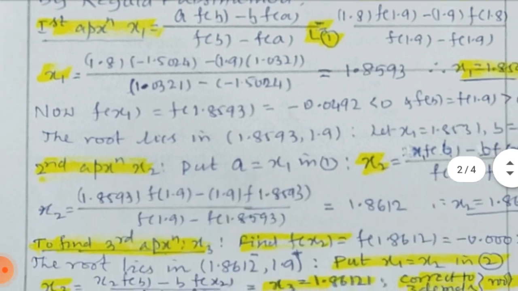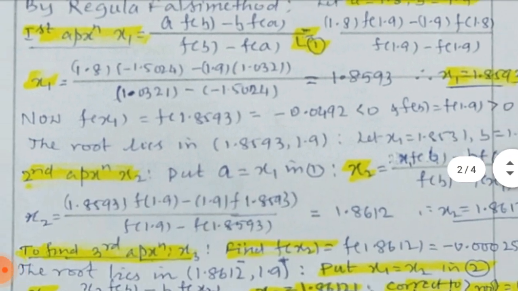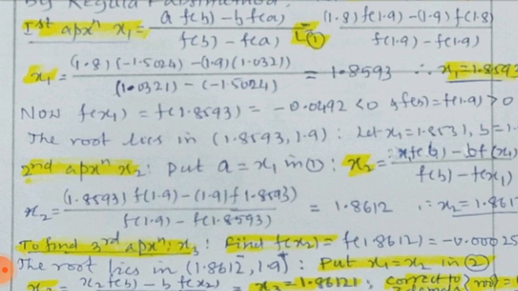Now we find f of x1 is equal to f of 1.8593 is equal to minus 0.0492. It is negative, and f of 1.9 is positive. So therefore these two have opposite signs. Therefore the real root lies between 1.8593 comma 1.9. Let a is equal to 1.8593, b is equal to 1.9.